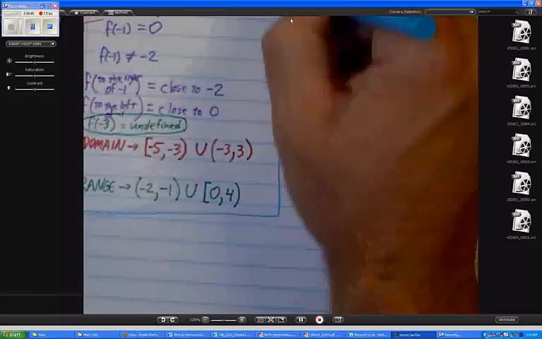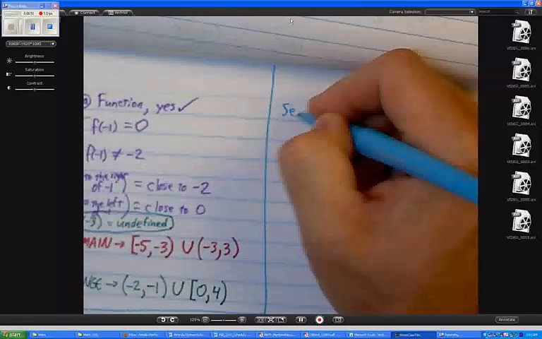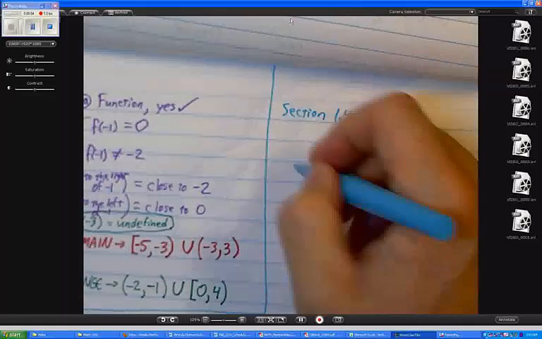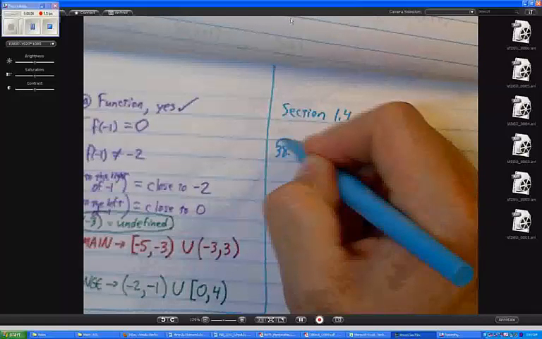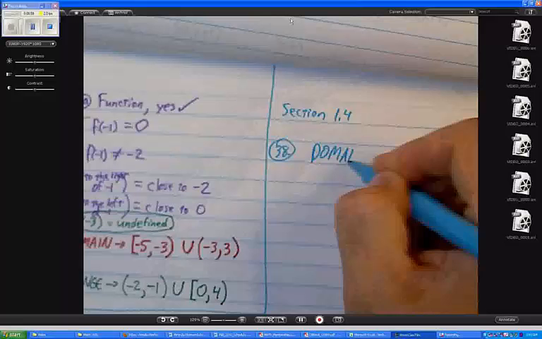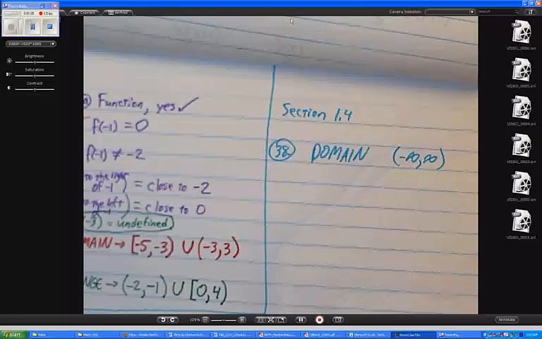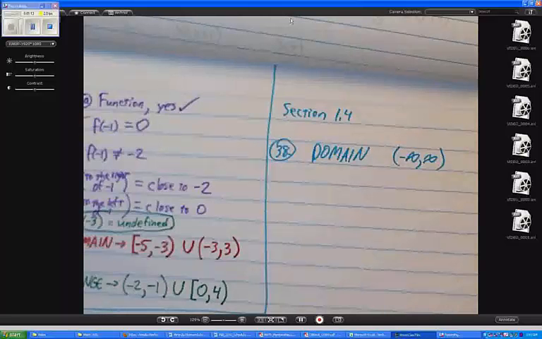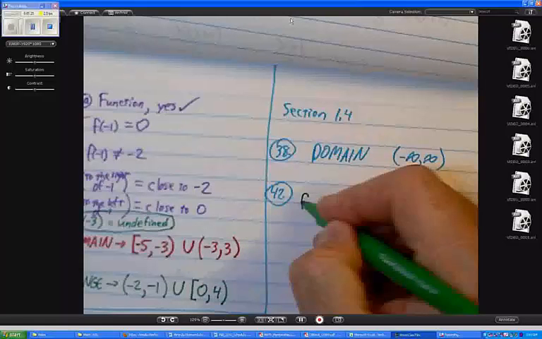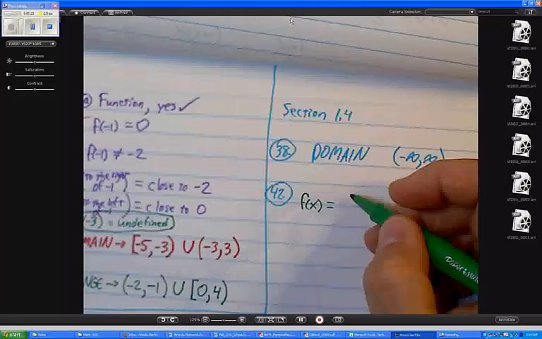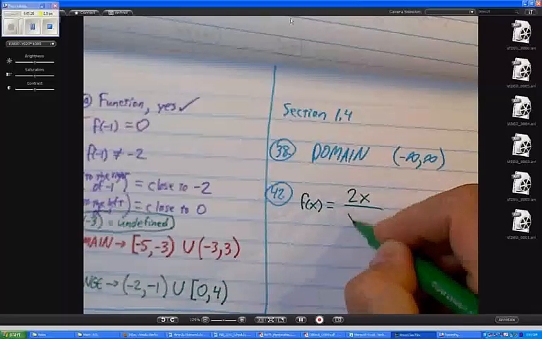So here I'm at section 1.4. Number 38, the domain, well, it's any real number, so it's negative infinity to infinity, okay? So I need to find one more interesting example, something that has a domain that is not negative infinity to infinity. And so 42 is a nice example of that. 42, well, it's the function f of x equals 2x over x squared minus 3.